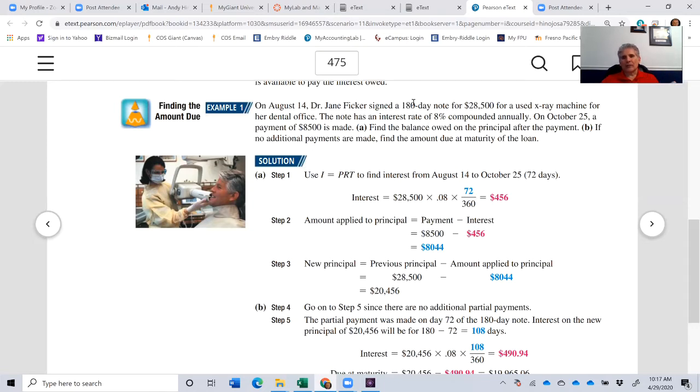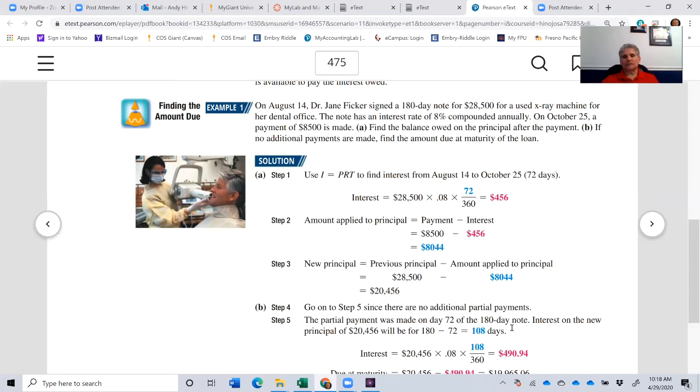So we're going to take the 180 days and subtract 72 days from it, because that's already gone. It's been used up as of October 25th. Those days are used up. So how many days are remaining? 180 days minus the 72. That means she has 108 days remaining in this loan.